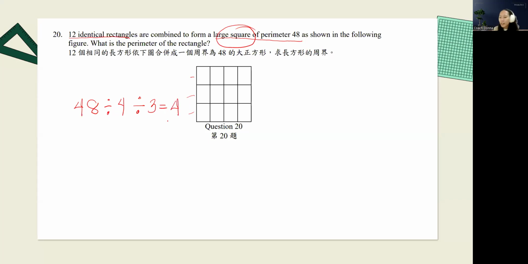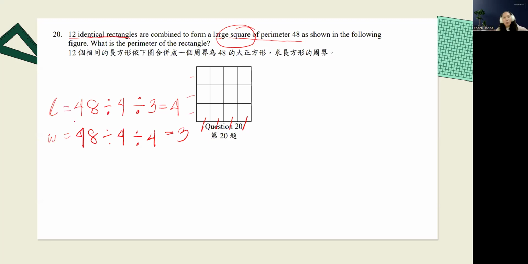48 divided by 4 is equal to 12. Divided by 3, you'll have 4. Now, let's take 48 divided by 4 still, because again we have 4 sides of a square. Then divide it by 4 this time, since we have 1, 2, 3, 4 parts. So 48 divided by 4 divided by another 4, you would get 3. So this is a calculation for our length and our width.